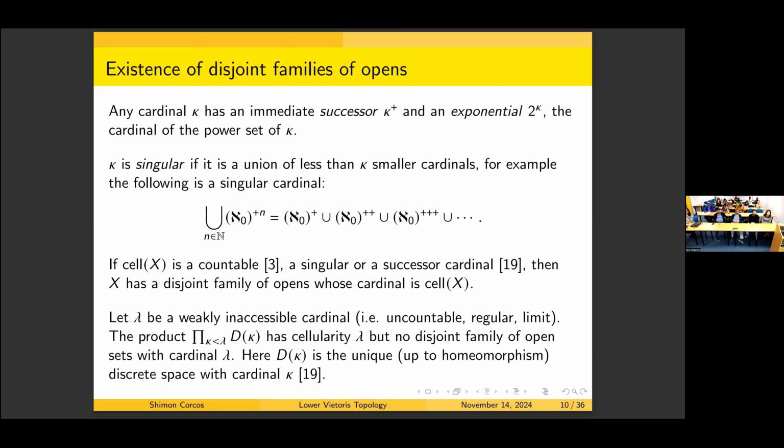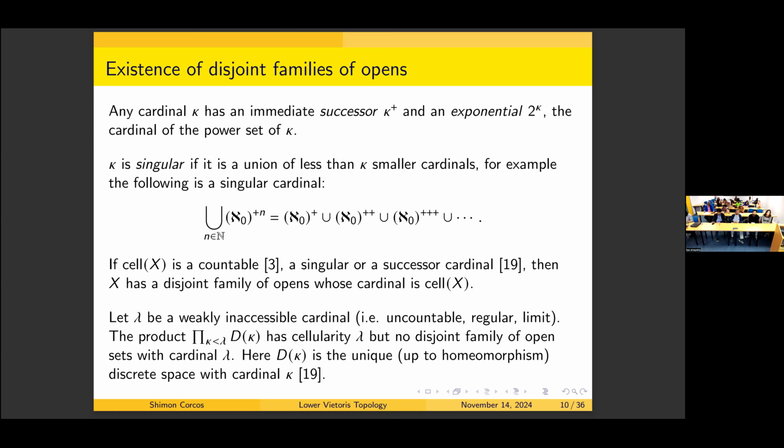A good question to ask is, if you know what the cellularity of a space is, is it guaranteed that you can find a family of disjoint opens whose cardinal is that cellularity? Well, if you know that the cellularity of X is either countable, singular, or a successor cardinal, then indeed you can find a disjoint family of opens in X whose cardinal is the cellularity.